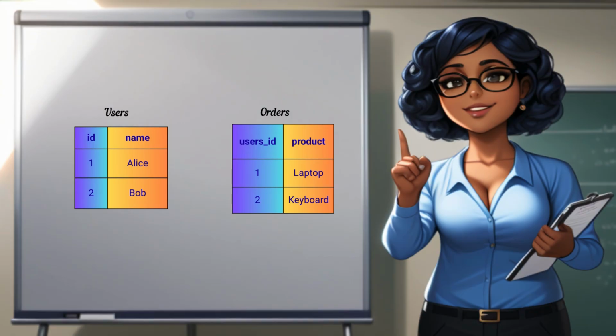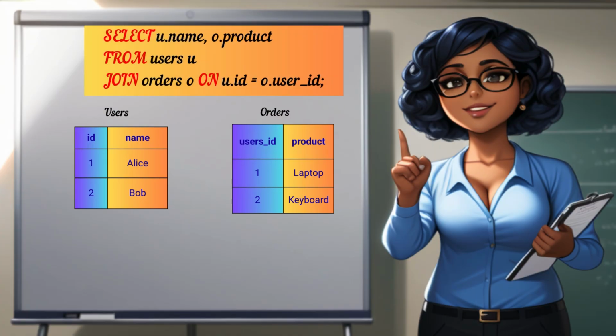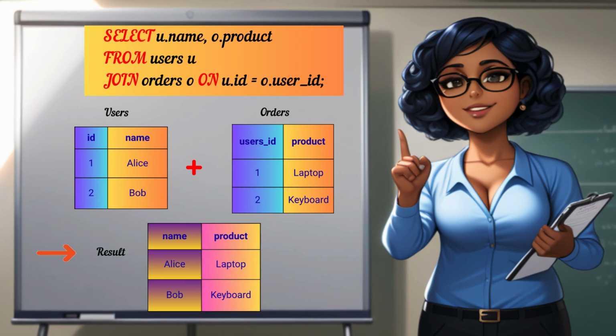Well, challenge accepted. Here's the query. Let's break it down. We're selecting the user's name and the product they purchased. We're using a join to connect the users table with the orders table. The condition u.id equals o.user_id tells SQL how these 2 tables relate. It's like saying, match each order to the correct user. The result? A clean list of users and their purchases, just like magic.